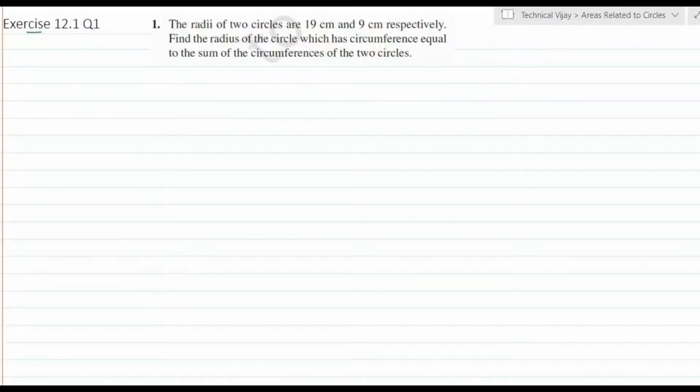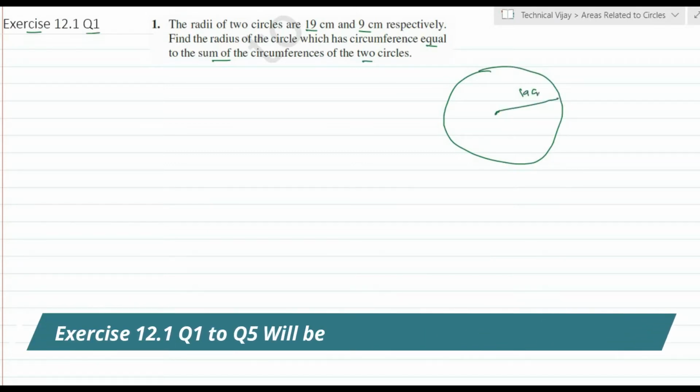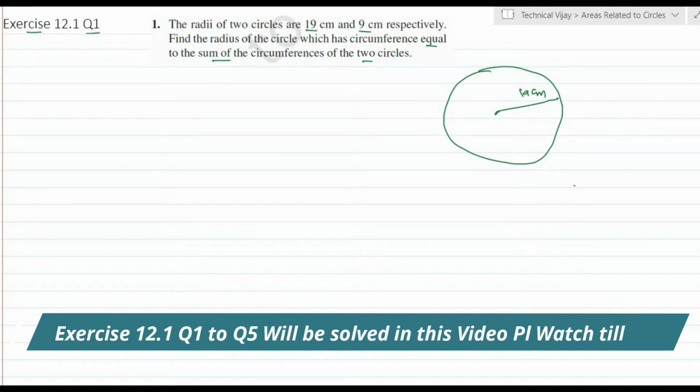Today we will see exercise 12.1. In question number 1, the radii of two circles are 19 centimeter and 9 centimeter respectively. Find the radius of the circle which has circumference equal to the sum of the circumference of two circles. So here there are two circles, one with radius of 19 centimeter and another with radius of 9 centimeter.